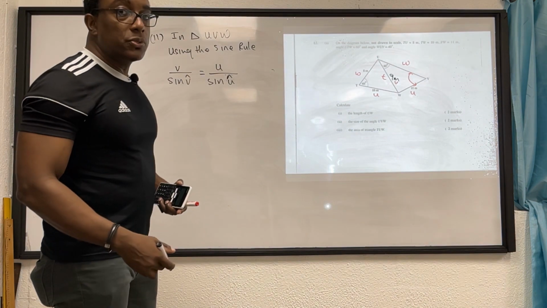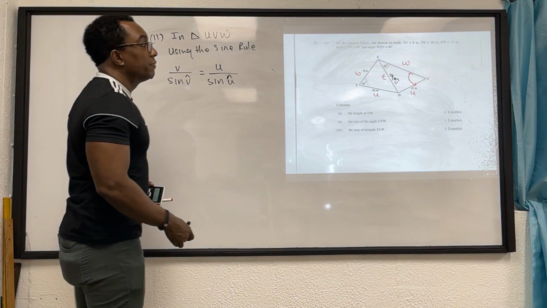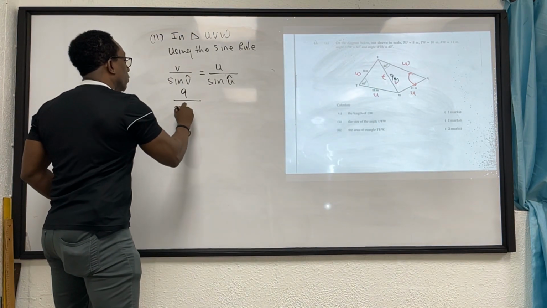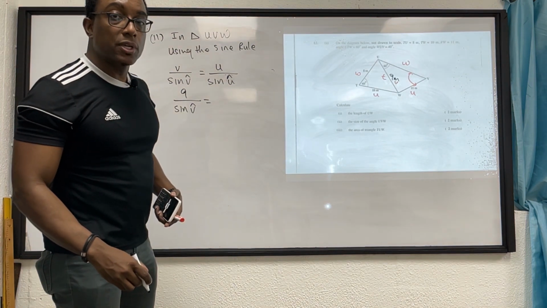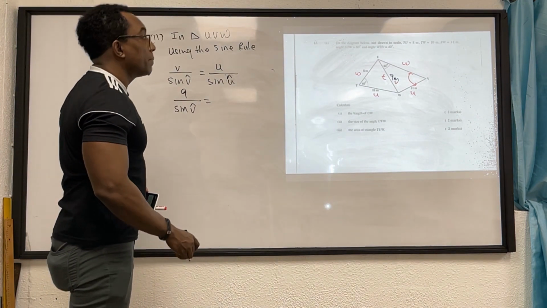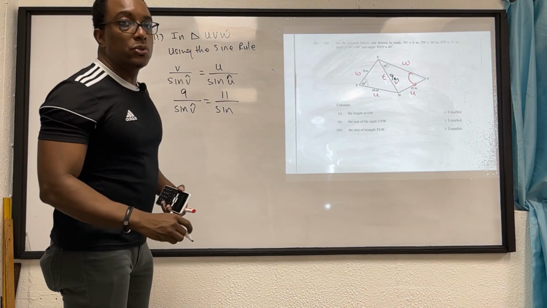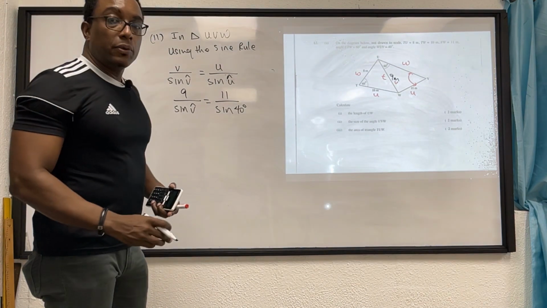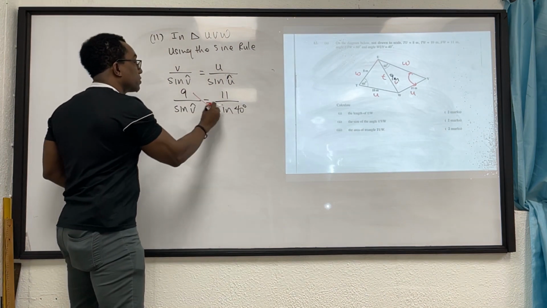So let me substitute into my rule. This will be v, which is 9 meters, over sine the angle at V, keeping in mind the angle at V is what you want to find, is equal to u, which is 11, over sine the angle at U, which is 40 degrees. We have an equation with single fractions on either side. So at this point, we can cross multiply.